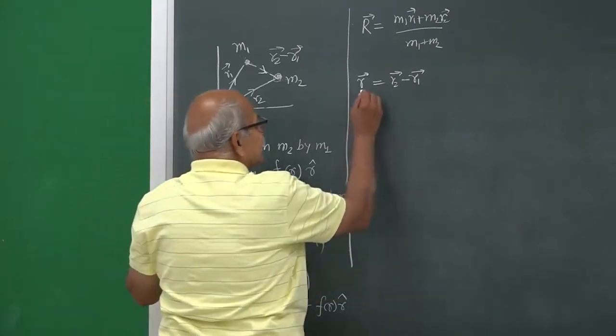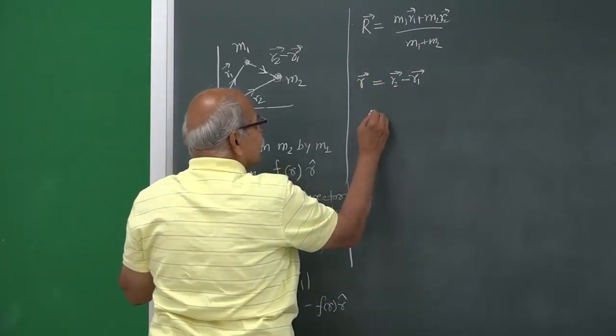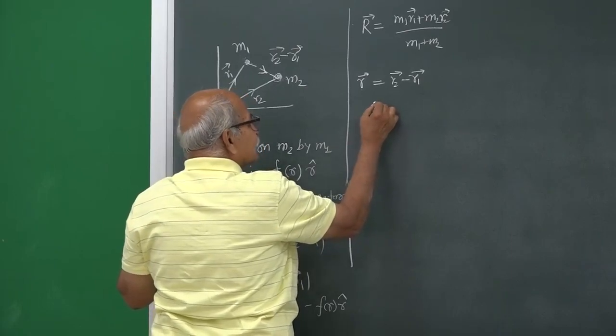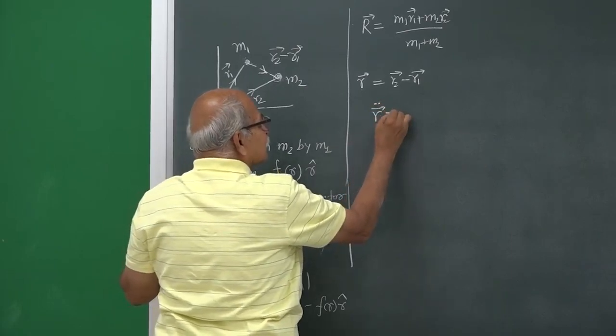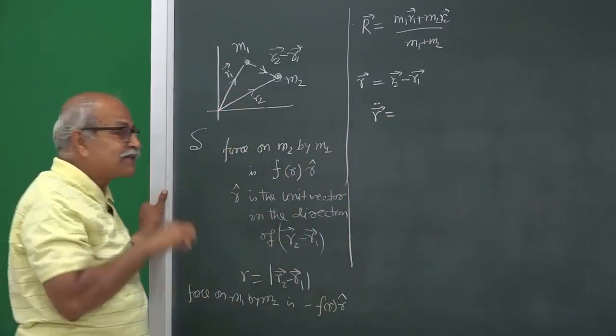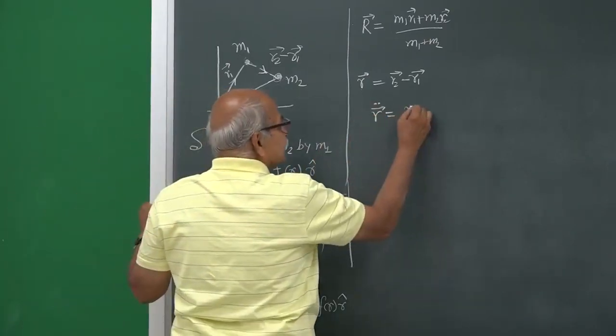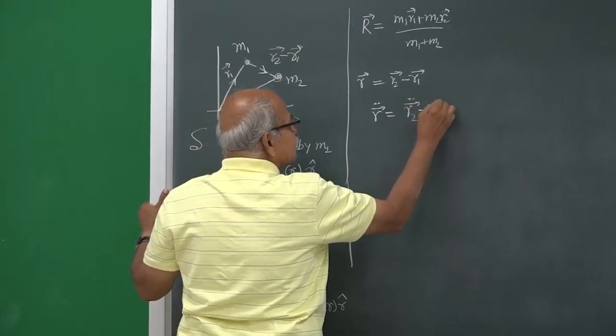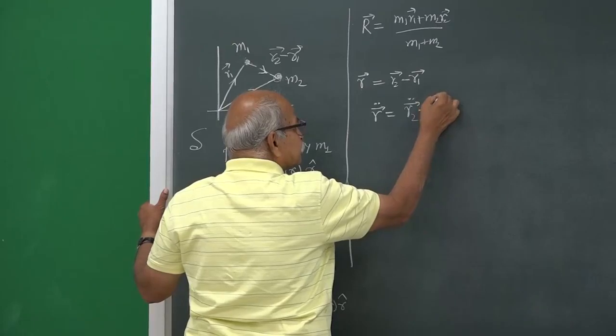Now, let us see, if this is r, what is r double dot? R double dot means the second time derivative, the acceleration. R double dot will be r2 double dot minus r1 double dot.